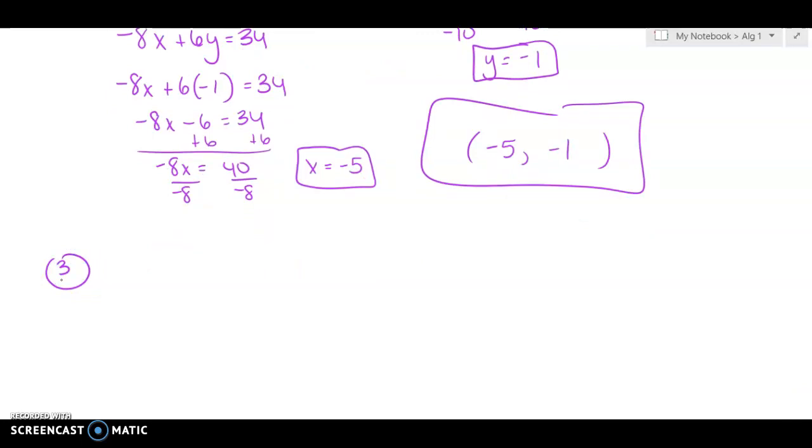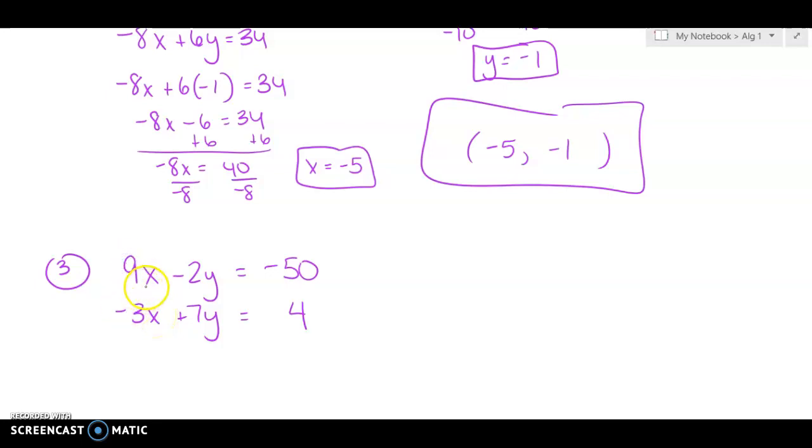Let's look at this one. So we've got 9x minus 2y equals negative 50. And let's say negative 3x plus 7y equals 4. So for this one, we want to look and see what we want to cancel. Now you may choose to cancel x, I may choose to cancel y. It doesn't matter. Whatever you want to cancel out first is fine.